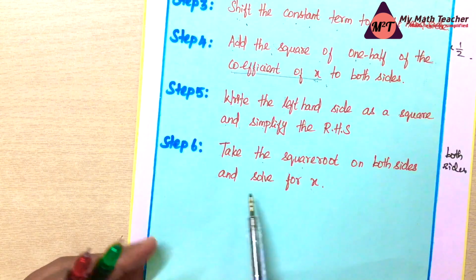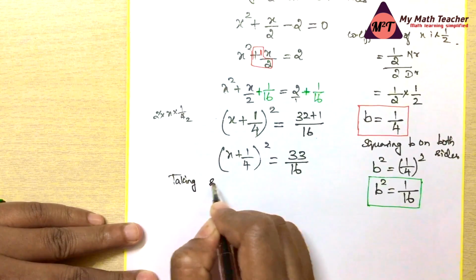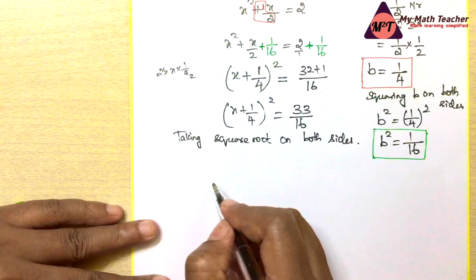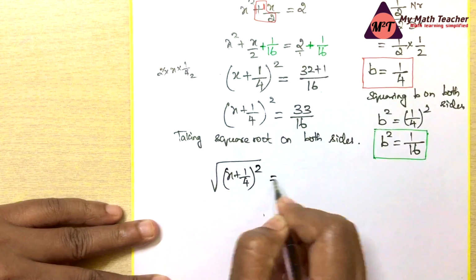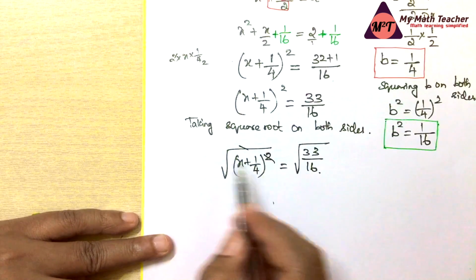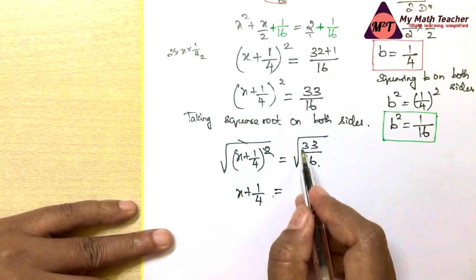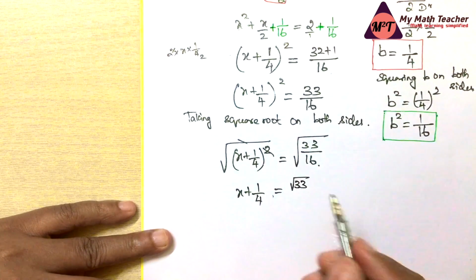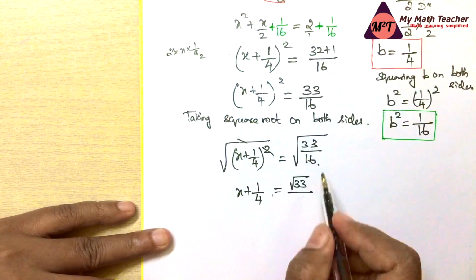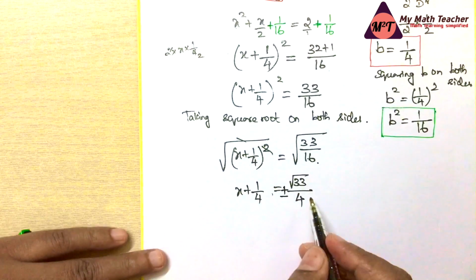Take square root on both the sides and solve for x. Now the square and square root will be cancelled. You will have x plus 1 by 4, which is equal to, so square root of 33. 33 is not a square number, so write root 33, whereas in the denominator root 16 will be 4. Okay, this is plus or minus root 33 by 4.